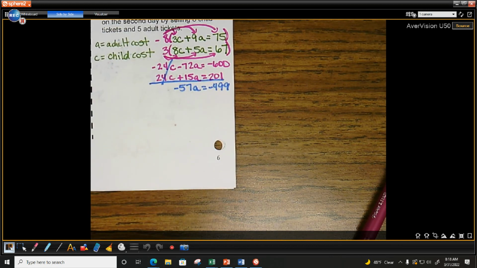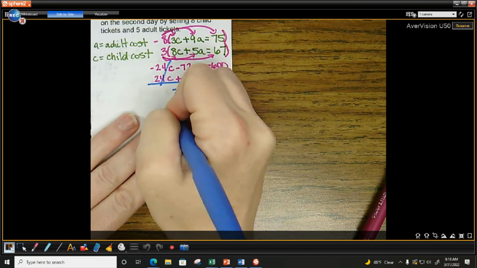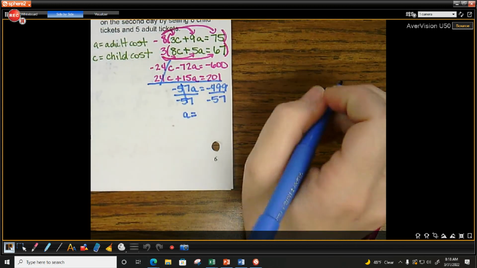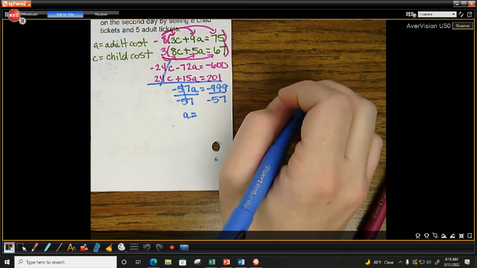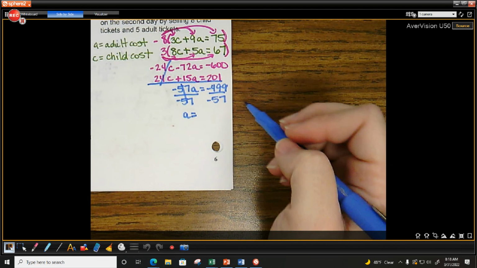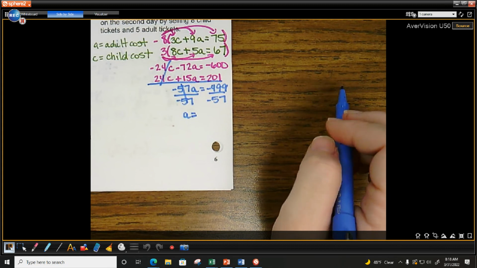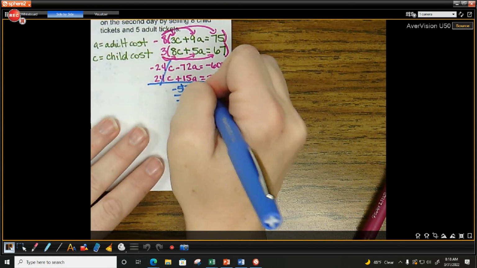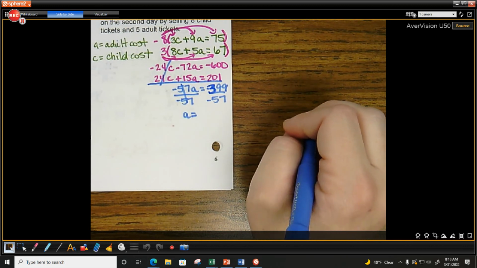Divide both sides by negative 57. And we get A equals negative 499 divided by negative 57. We have calculators. Yes, ma'am. That's what I get just for listening. Negative, negative? Positive 7. Thank you for catching my mistake.